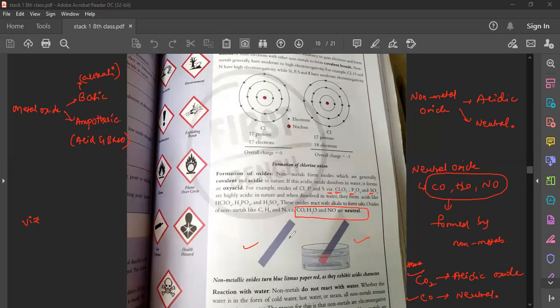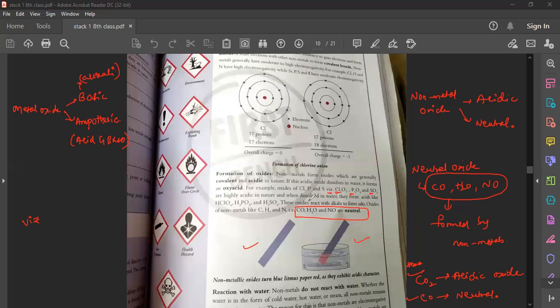And if you want to test in the laboratory, you can use the litmus paper, or we dissolve that oxide in water. If you dissolve the oxide in water, it will produce acids. If it does not produce any acid, that means it is a neutral oxide in the case of non-metals. Just remember, these three are the neutral oxides, and the remaining are all acidic oxides in the case of non-metals. If they give you some acid and tell you this acid will convert blue litmus paper to red, then what is the meaning of that? Acidic in nature.